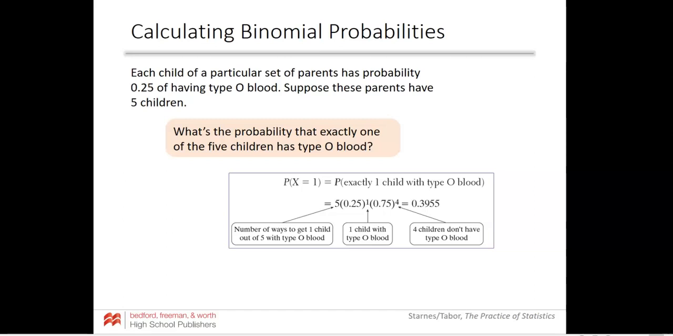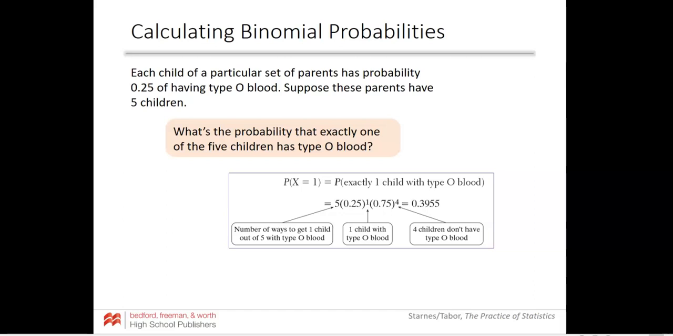There's a different way of thinking about this than using the formula. You want one child with success. Success has a 0.25 chance of happening, or 25%. So there's going to be one success out of the 5 kids. The others, I hate this for them, are failures. They don't have type O blood. So it would be 0.25 times 0.75 times 0.75 times 0.75 times 0.75, and you get your answer.